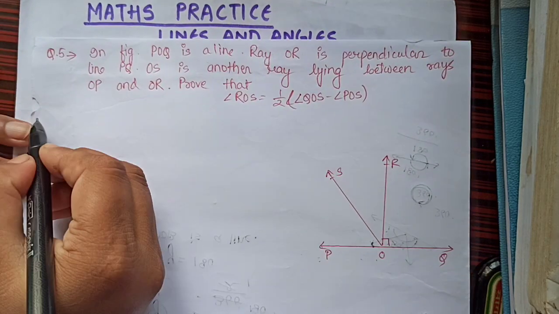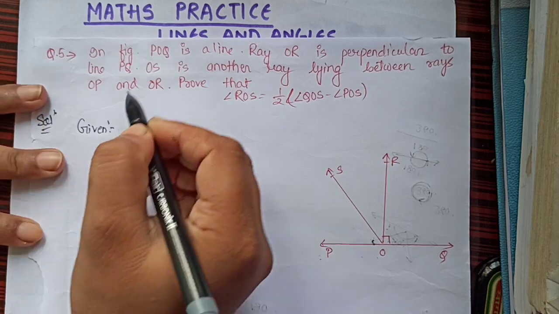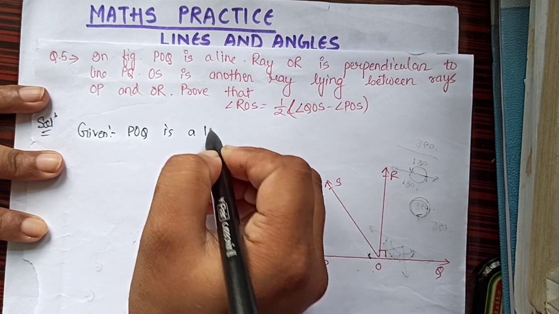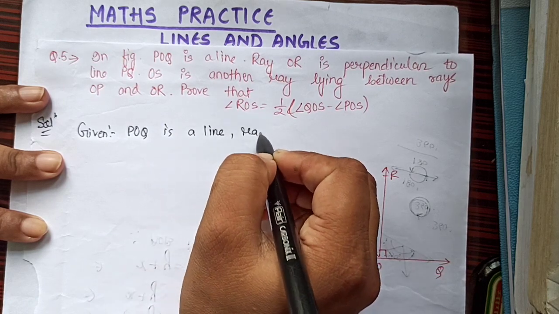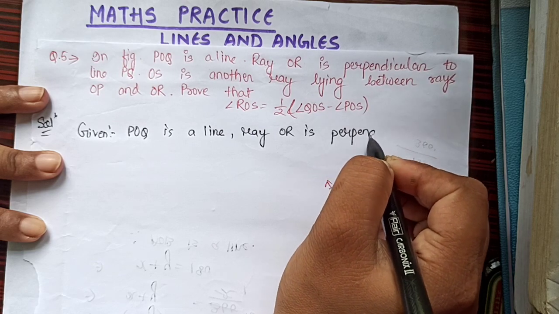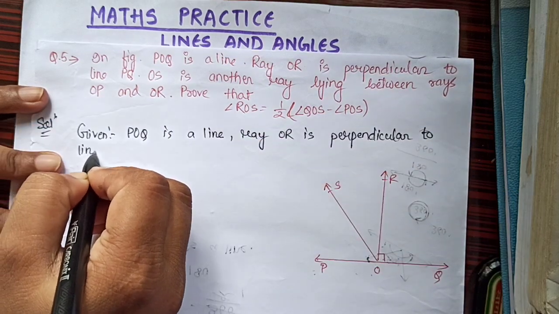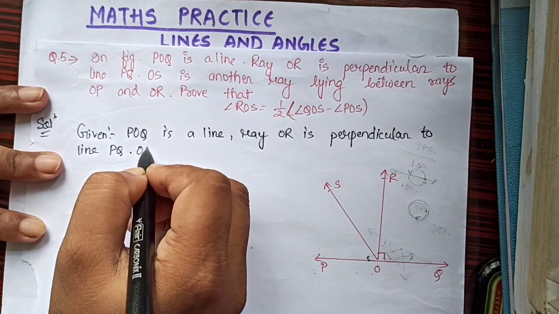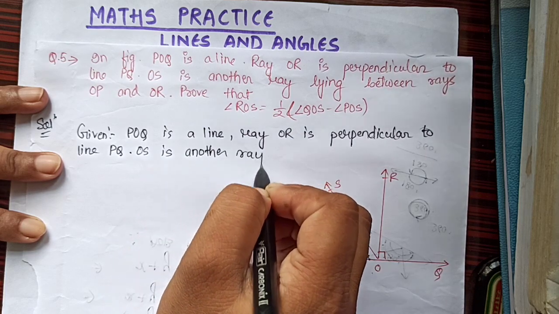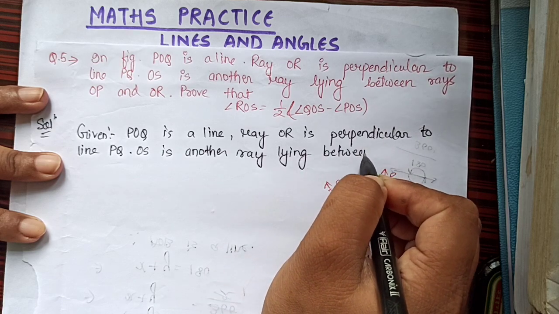So here, given: we will write all these things here now. POQ is a line. Ray OR is perpendicular to line PQ. OS is another ray lying between OP and OR.